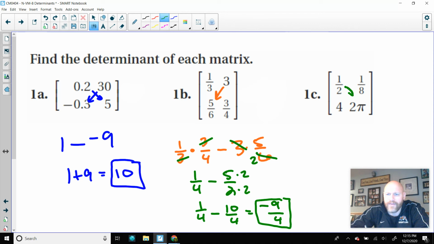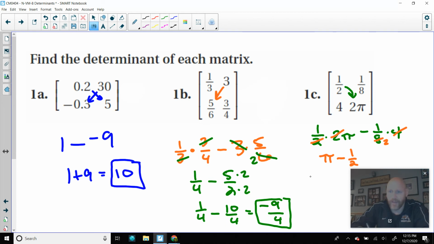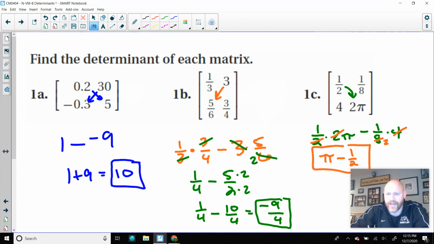So we're going to do 1/2 times 2 pi. And then we're going to subtract 1/8 times the number 4. We'll cancel some fun out here. There's a 2 on top and a 2 on the bottom. 1 times pi is just pi. There's a 4 on top and a 4 on the bottom, which whittles down to a 2, and we're going to subtract 1/2. Now, pi minus 1/2 is a decimal. I want the exact number, and so this is a correct answer right there. Pi minus 1/2 would be your answer.